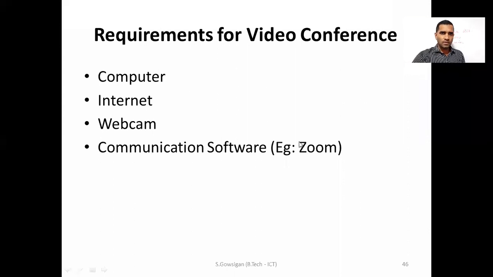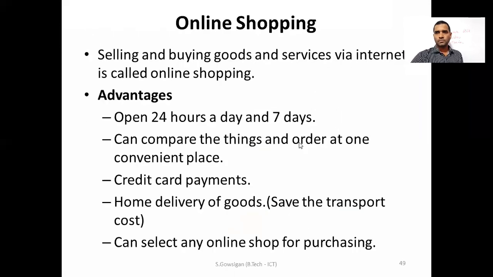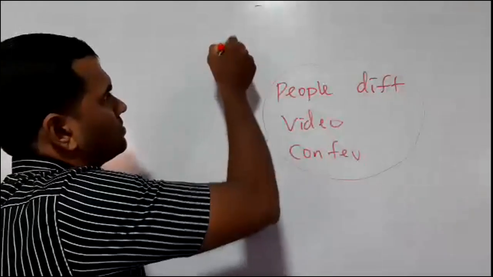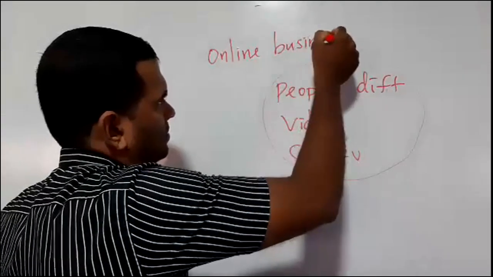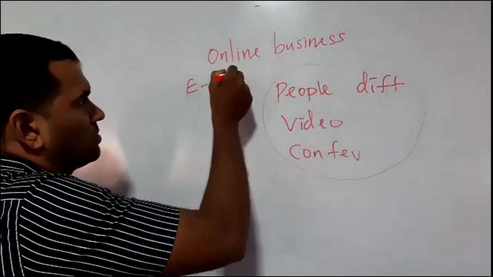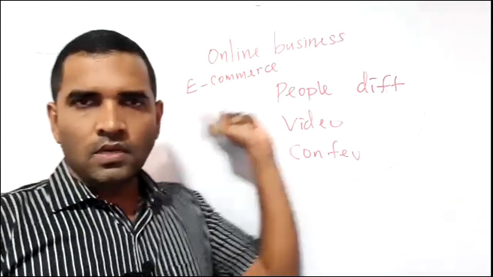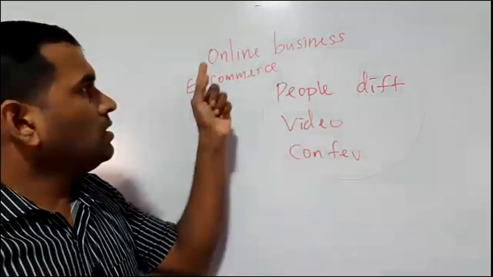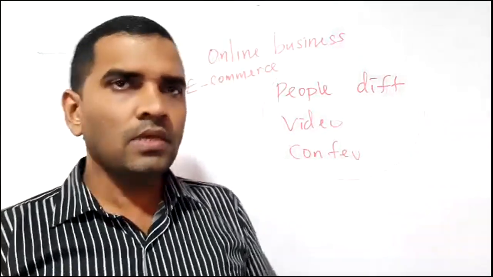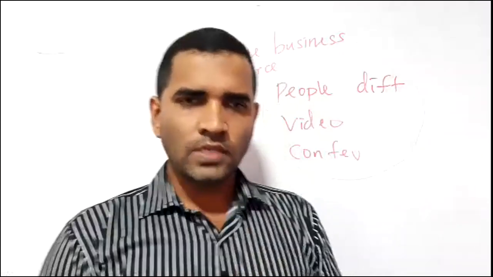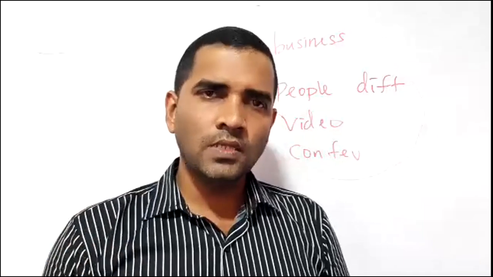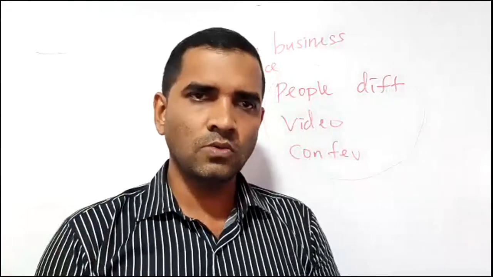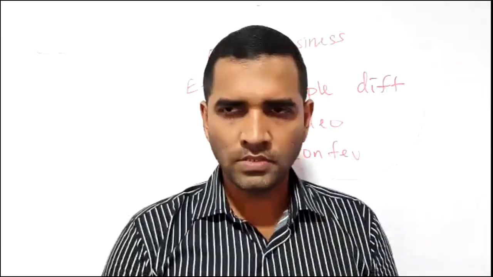Then I take another familiar one, online business. That is also another familiar thing, online business, sometimes called e-commerce. In ICT, we have so many words which start with E, so electronic commerce, right? We know the term business, but here we have an additional word, online business. It's very simple. Online business means buying and selling using internet. Buying and selling things and services, goods and services over internet is called online business.